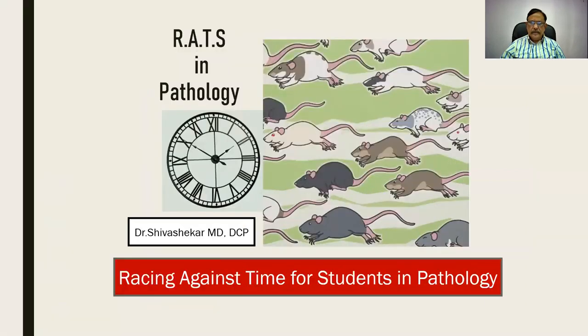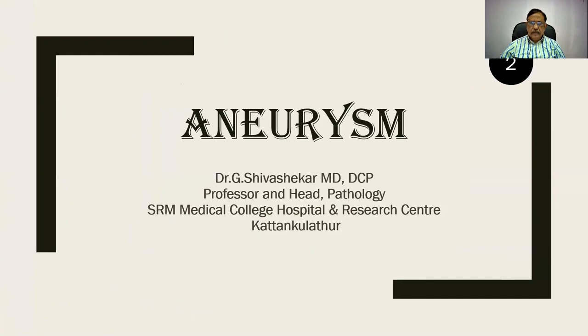What we are seeing on the screen is a term that we had coined, R.A.T.S in pathology, which means racing against time for students in pathology. The topic that we shall be taking first will be an aneurysm. And in this itself, you will be finding a lot of subdivisions, each one of which is being asked as a university question.